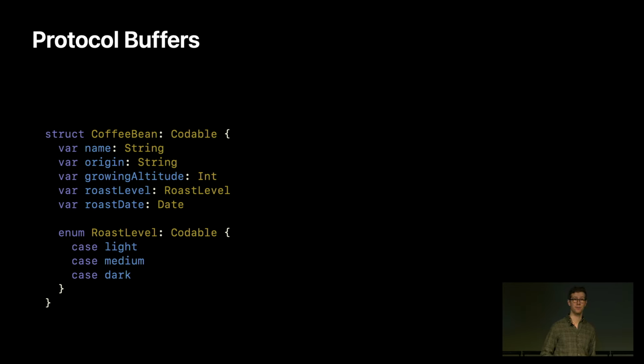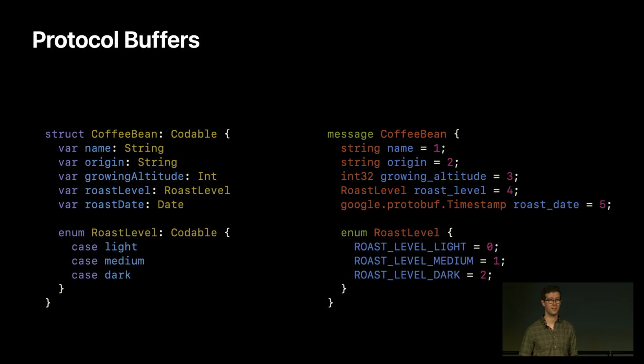Imagine a simple model for a coffee bean that our service could use. The bean might have a name and an origin, which are strings, an altitude above sea level at which it was grown, perhaps a roast level, represented as an enum, and the date at which it was roasted. It might look like this as a codable Swift struct. The equivalent Protobuf message would look like this. It all looks very similar. We've got strings, an integer, an enum, and a timestamp.